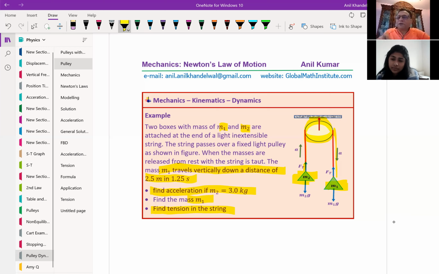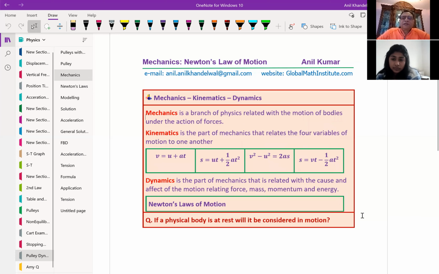Before jumping into the solution, we'll go through the concepts which we learned earlier. So that is taking a step back. Let me also give you some basic concepts about what mechanics is. I will like you to read this screen. I've already discussed all this with you to begin with. Can you please read what I've written here? Mechanics is a branch of physics related with the motion of bodies under the action of forces.